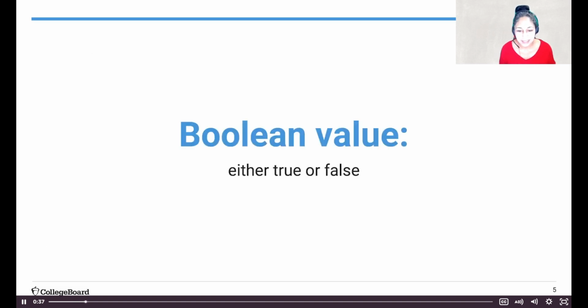So, as stated earlier, Boolean values contain either a true or false value, typically used to replace the question of, is it raining outside? Or, do I have a dog? Those are typically yes or no questions that we represent with true or false values as Booleans in our programs.